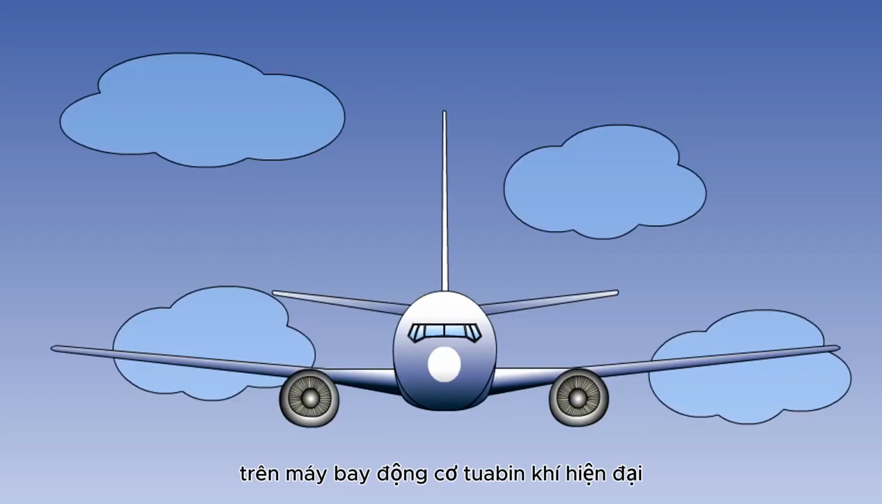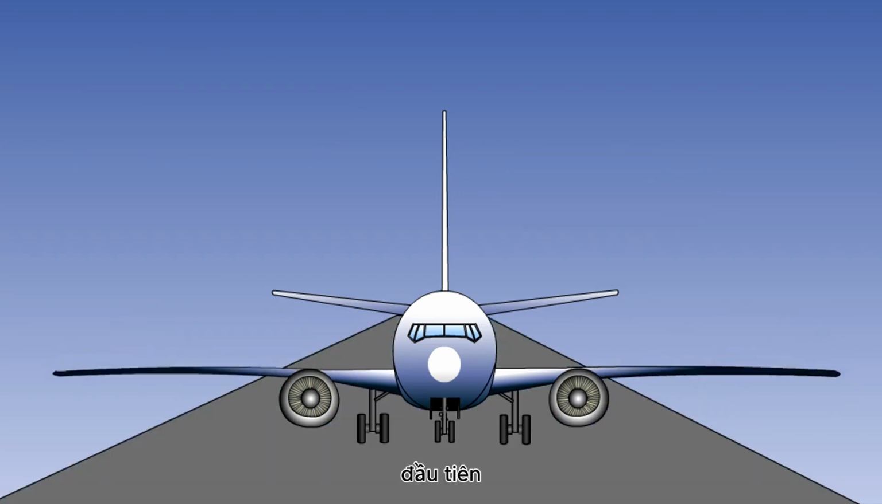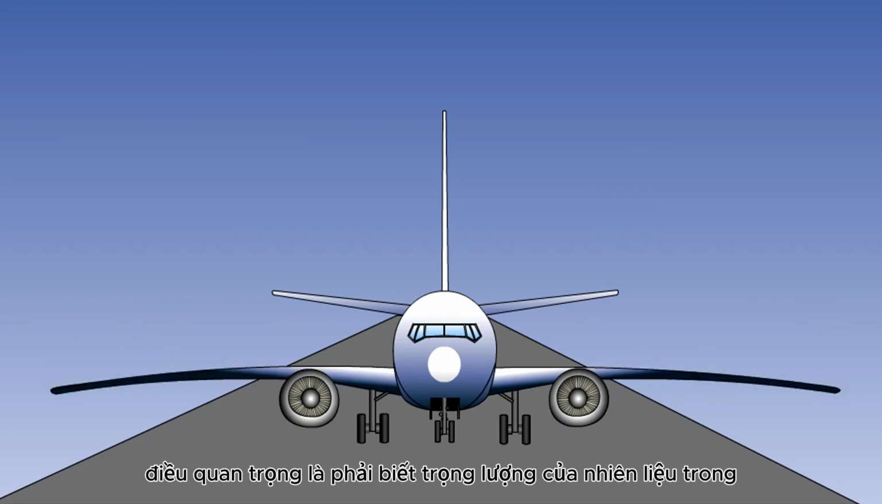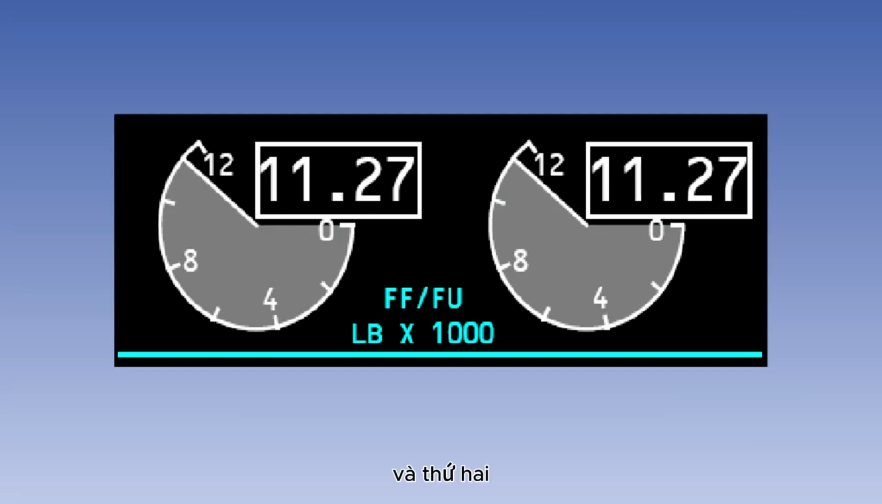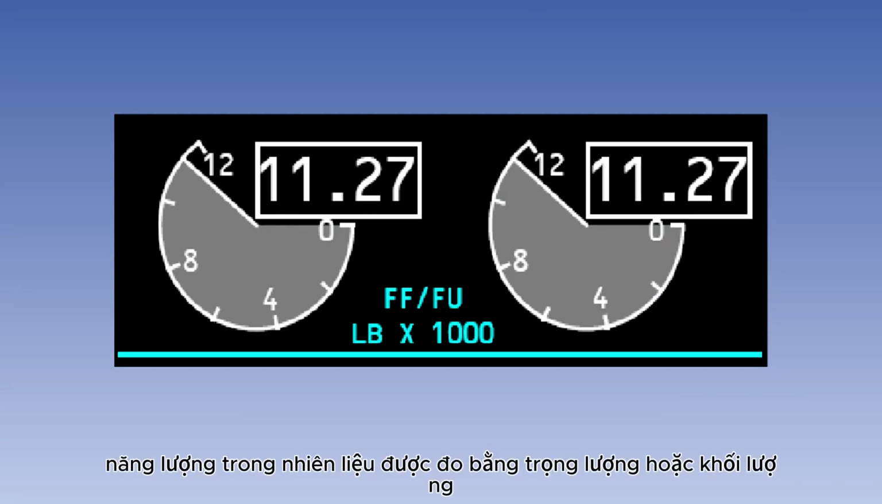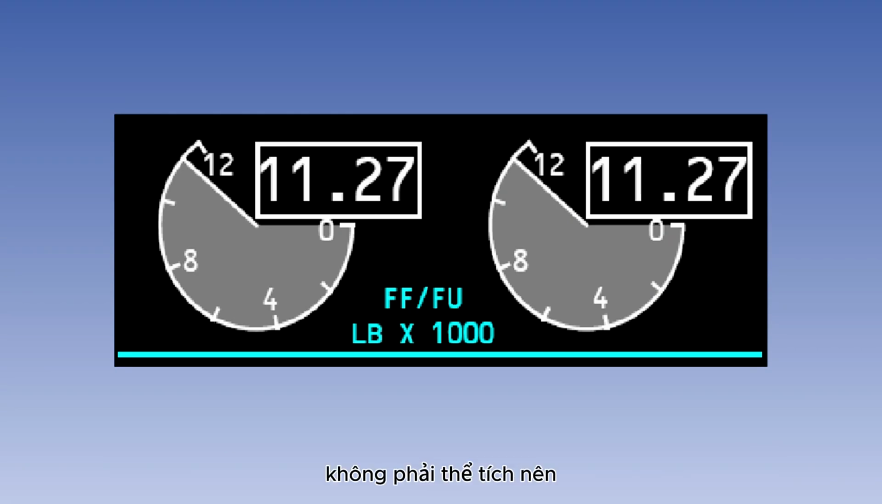On modern gas turbine-engined aircraft, it is important that we measure the fuel on board the aircraft in terms of weight or mass rather than volume. There are a number of reasons for this. Firstly, it is important to know the weight of the fuel in the aircraft for airframe performance reasons. And secondly, the energy in the fuel is measured by weight or mass, not volume. So the pilot needs to know the weight of the fuel that he has available.